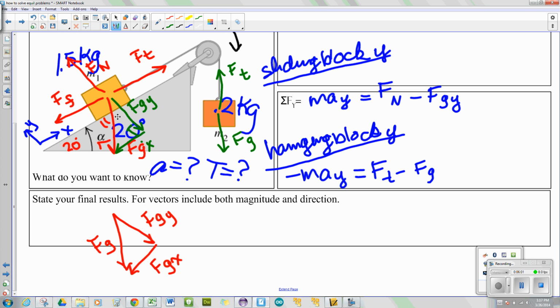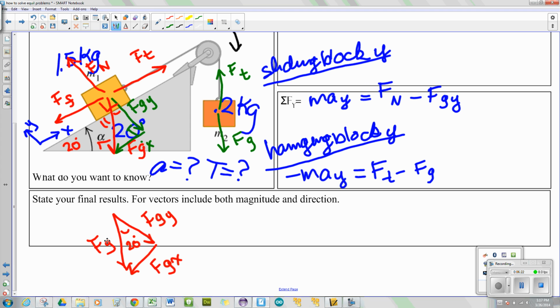Now, there is also, with the board here, this is my 70 degrees. This right here is a right angle. So if this is 70 right here, this has to be 20 right here. So that locates the angle inside my gravity triangle of 20.